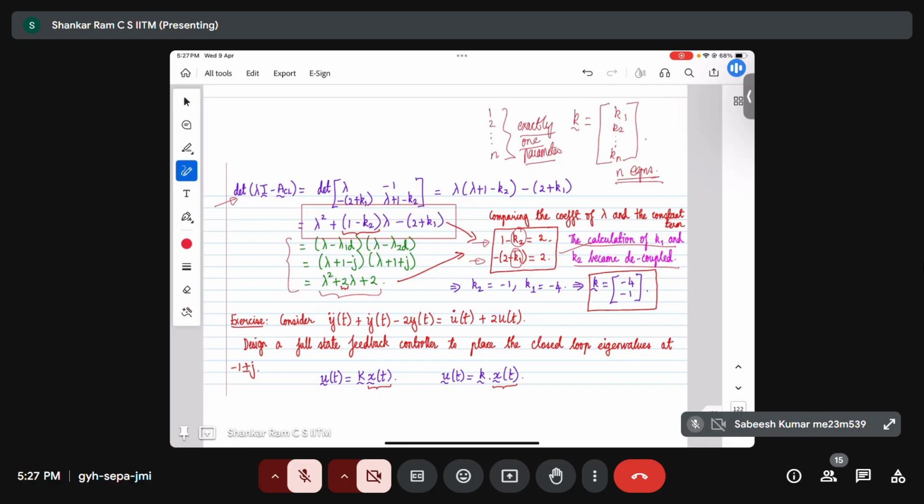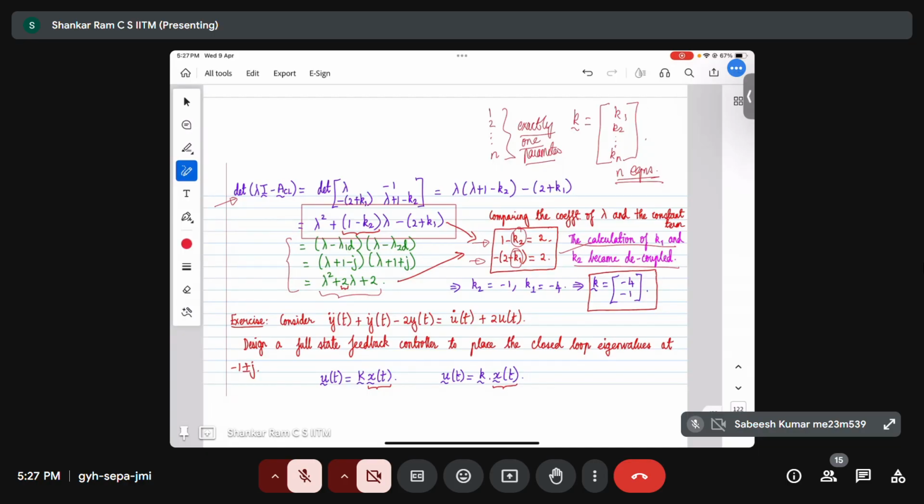I hope the advantage of the controller canonical form is clear. Any questions on this? Any questions? I hope the advantage is clear. So if you use the controller canonical form when you do the control design, things become very simple.